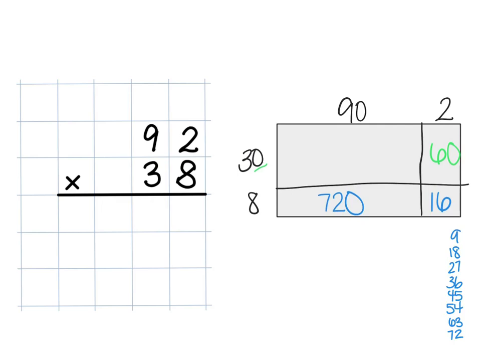And lastly, we will multiply 90 times 30. 9 times 3 is 27. Then we need to add our 0 from the 30 and 0 from the 90. And now that we have all 4 of our boxes filled, we will add them up. So we have 2,700 plus 720 plus 60 plus 16.